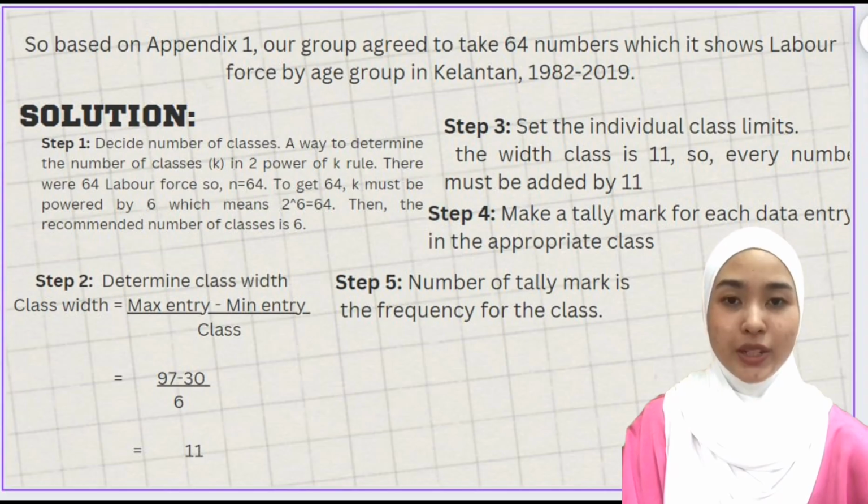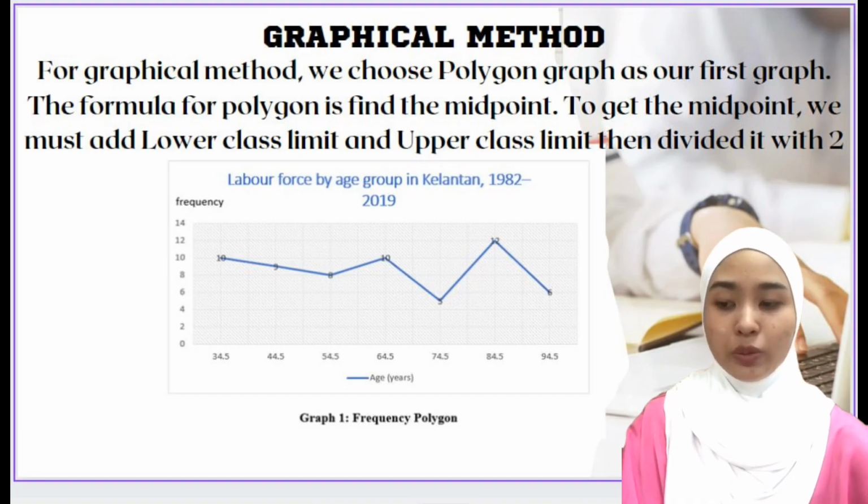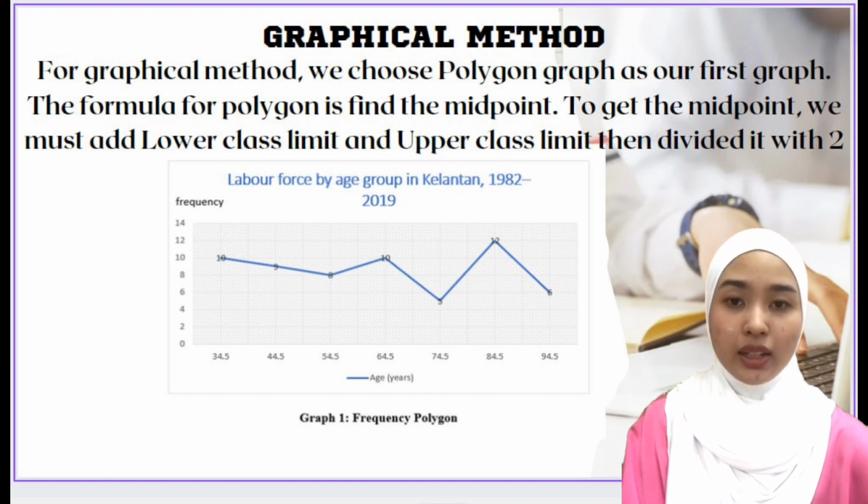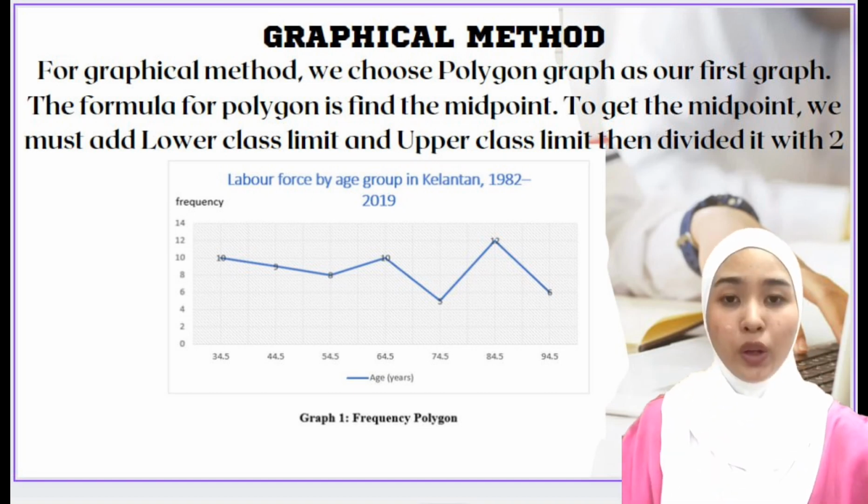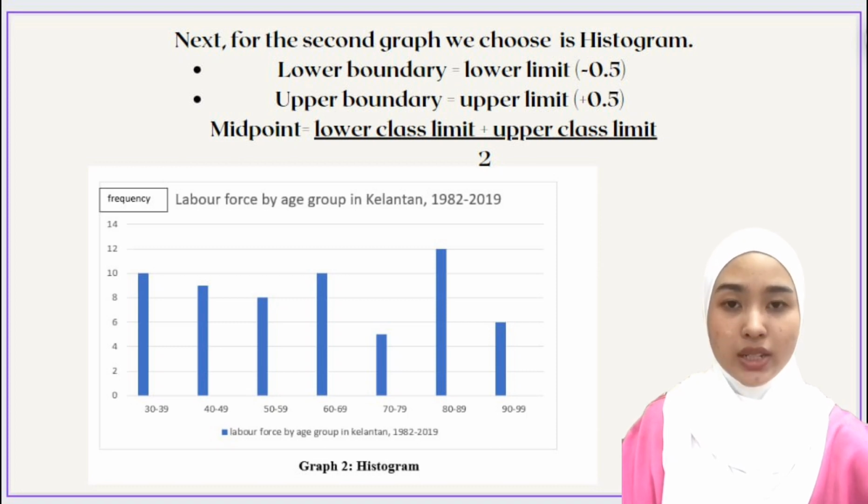Next, I'm going to present the graphical method. Our group chose the polygon for our first graph. For the polygon, you must find the midpoint first. To get the midpoint, you add the lower class limit and upper class limit, then divide by 2. For the polygon graph, Y is frequency and X is age.